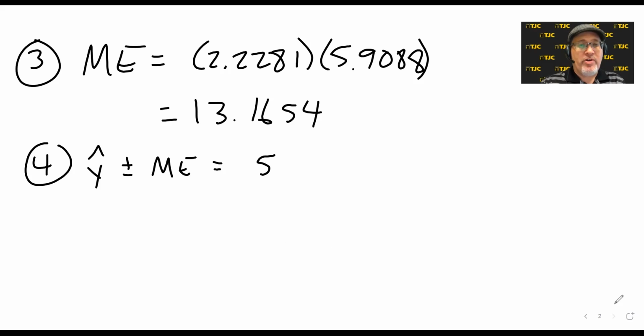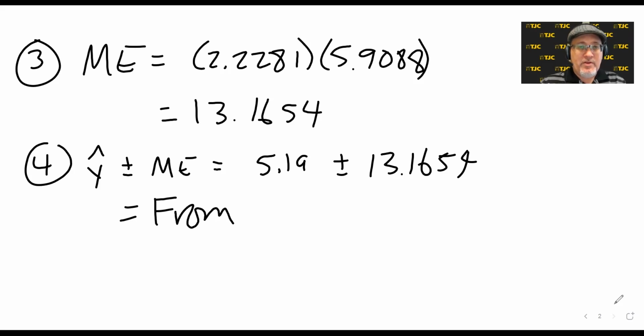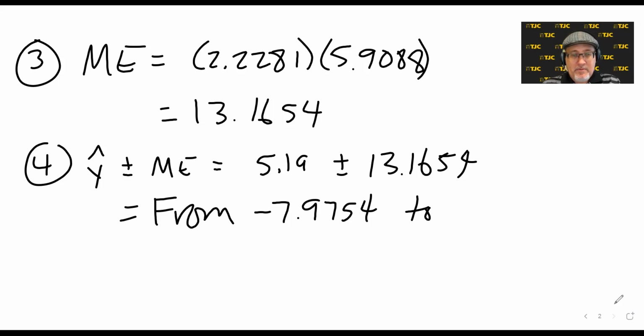Our y-hat was 5.19 plus or minus 13.1654. And so now our interval is 5.19 minus the margin of error, which is negative 7.9754, to the sum, which should be 18.3554 if I did it correctly. And so that's our prediction interval.